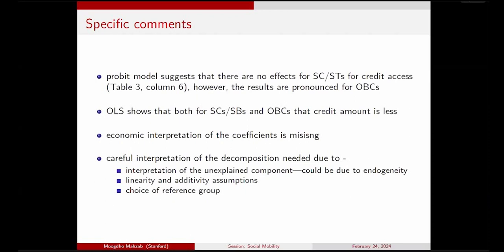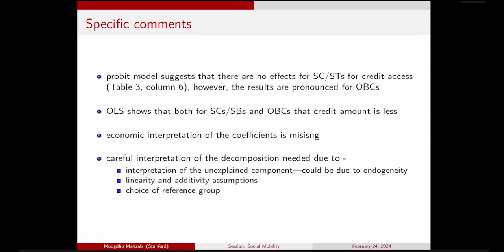I saw that the authors have drawn the conclusion that they have less credit access, but that might not be correct given the result of the regression. However, the results are pronounced for OBCs. They actually have less credit access, and also the credit amount is less compared to forward caste.